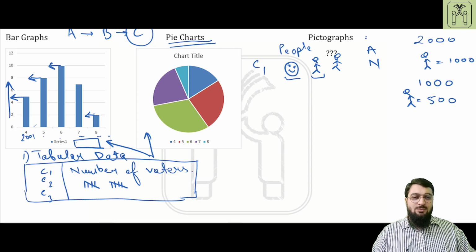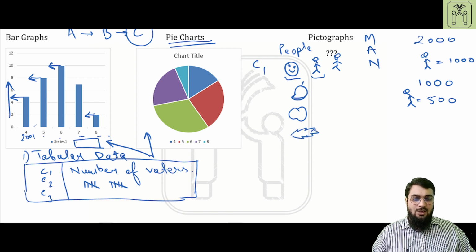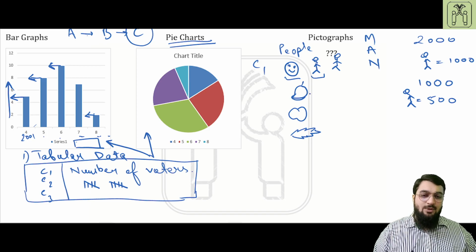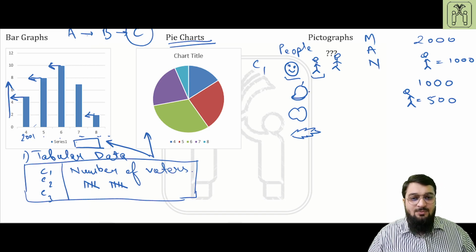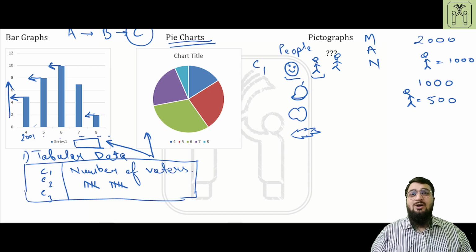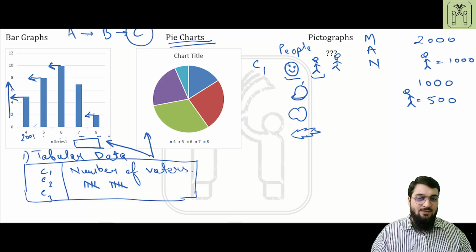So I will make a mango tree by drawing a mango, and for an apple tree I will draw an apple, and for a neem tree I will just draw a leaf similar to a neem tree, and I will represent that this one mango represents 100 or 10 or 5 or 20, etc. So this is basically what we mean by pictographs.